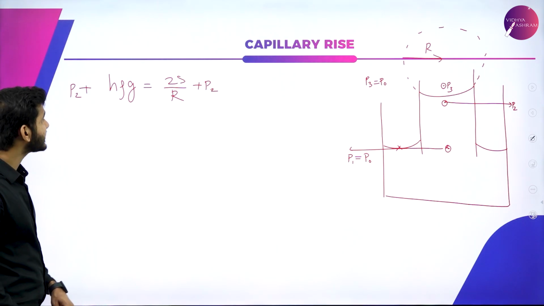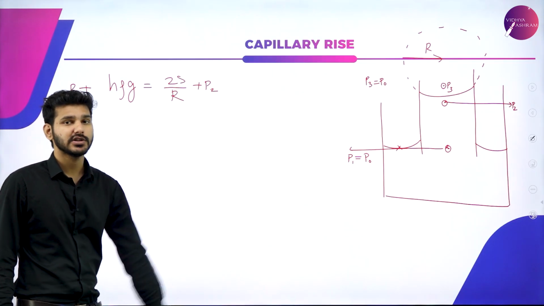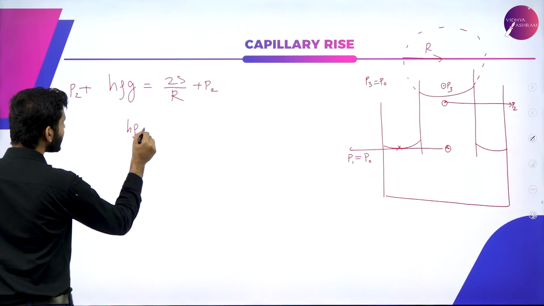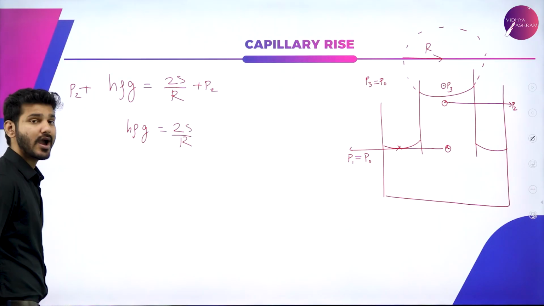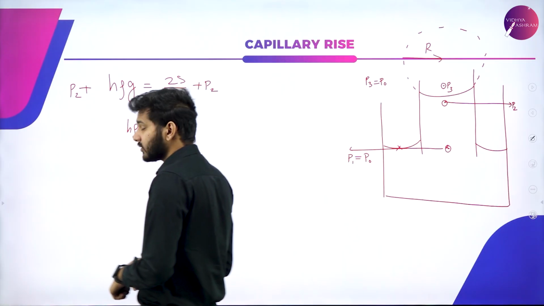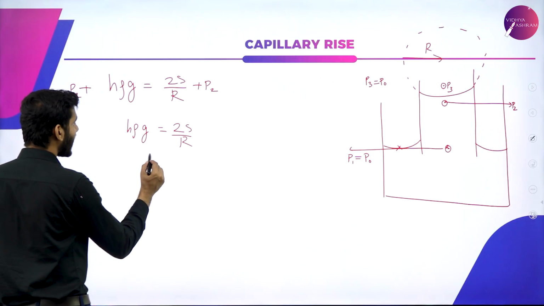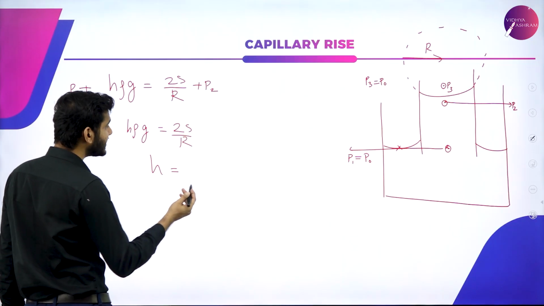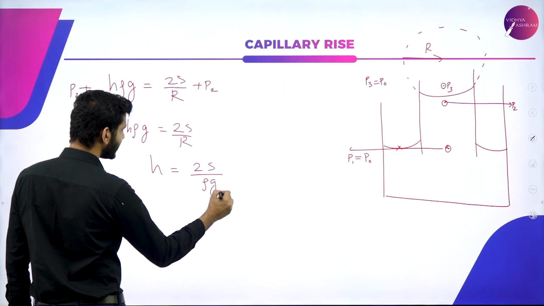So if I compare this equation, I have P2 plus h rho g is equal to 2S by R plus P2. So again, P2 and P2 can be cancelled and we have h rho g is equal to 2S divided by R. So what is so special about this particular equation? The speciality of this equation is that it gives us an equation in terms of height. So it is h = 2S by rho g R.